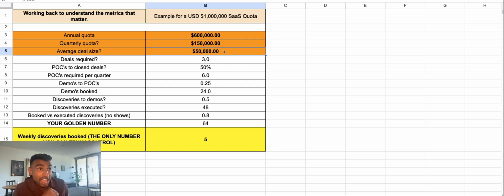But my average deal size was 50,000, which meant every week I needed to be booking 5 discoveries. If I wasn't booking 5 discoveries, I was screwed, right? I needed to make sure that I had 64 discoveries booked in a quarter. That was my golden number. And obviously how I did that, I had my own prospecting, I had my SDR, I had my channel, I had marketing trying to push and do some stuff for me as well. But to be honest, marketing didn't really do shit for me. Sorry, CrowdStrike marketing, I'm throwing you under the bus here, but you get the idea. Golden number. You need to know what your freaking golden numbers are, okay?